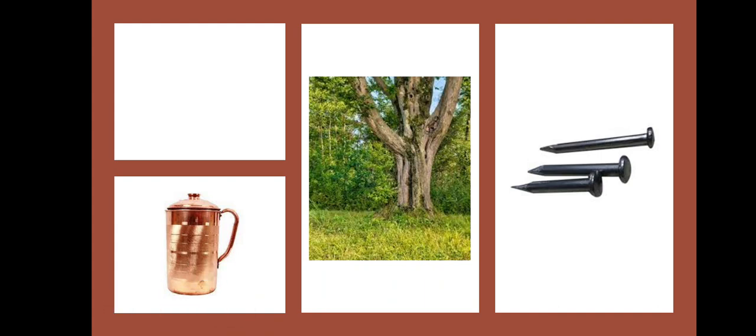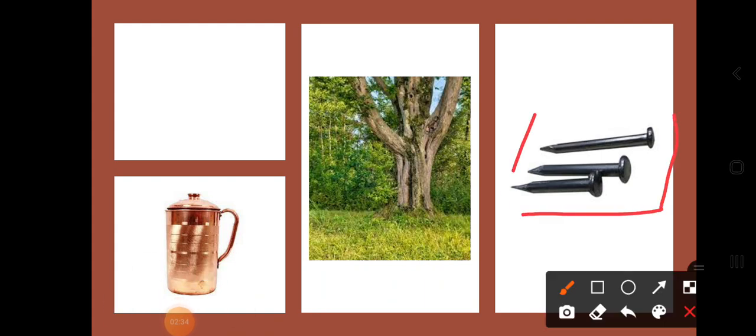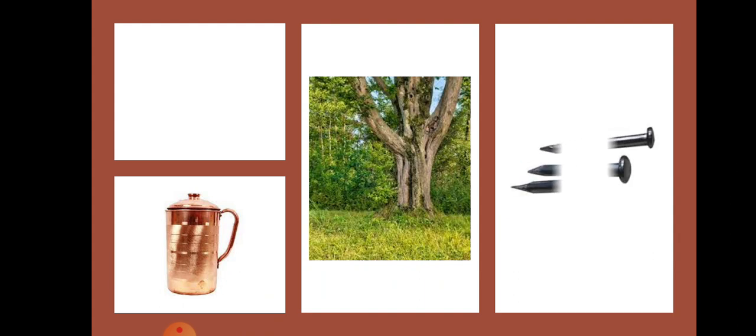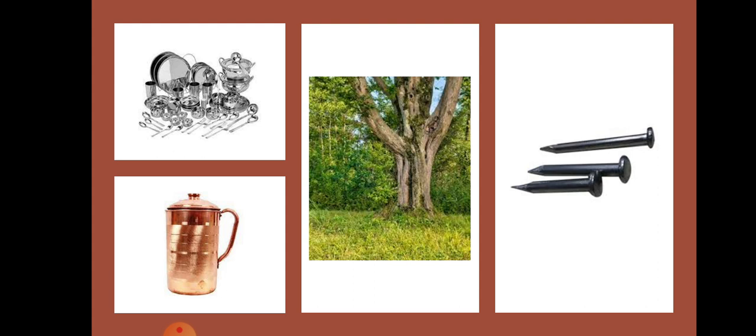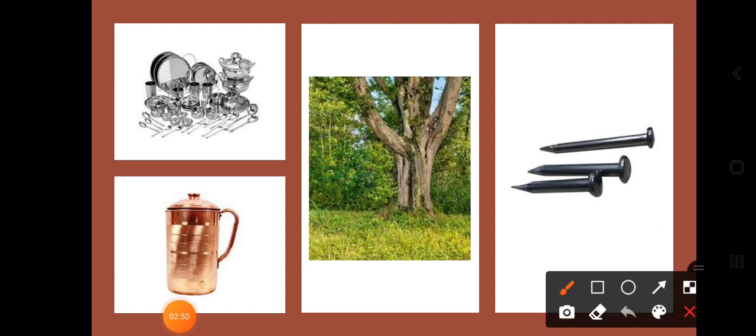The next thing is a nail. Which type of nail is it? It is an iron nail. The nail is made up of iron, so we can call it an iron nail. Then the next thing, what is this? These are utensils, which are a combination of not only one metal but metals and non-metals. Now we have to think, what is a metal, and what do we mean by a non-metal?